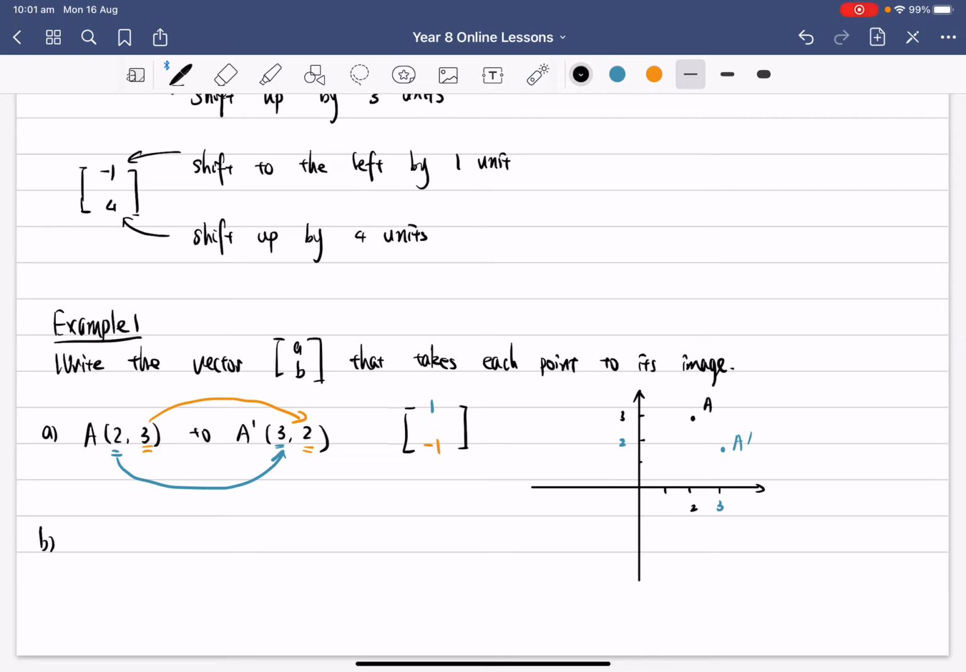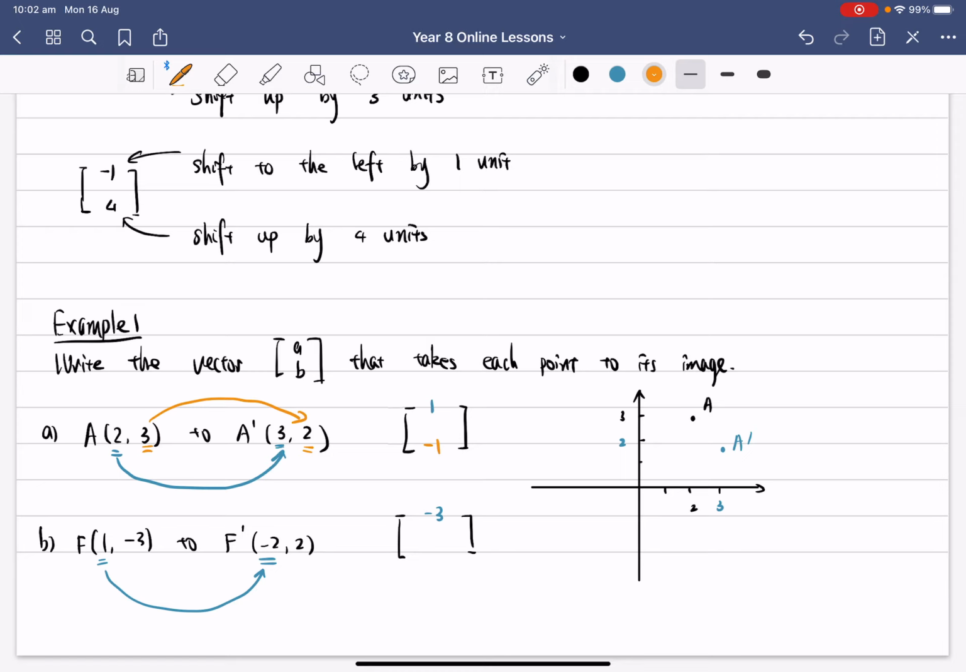So for example, if I just give you another question here, I've got point F, 1 and -3. Now it's moving to the point F dash, which is -2 and 2. When it comes to this question, how do we find the vector that makes the change? The same thing applies. We look at the x coordinate from 1 to -2. Obviously you minus 3 to get -2. So that's -3, so it's shifting to the left by 3 units.